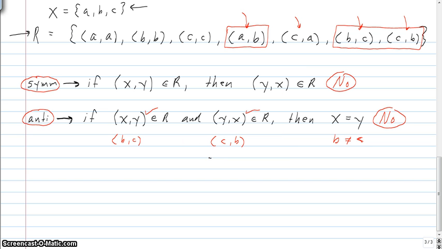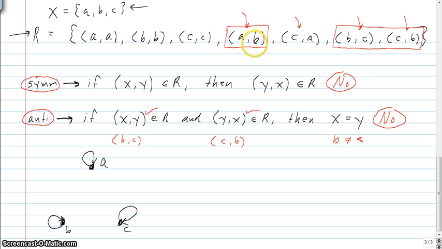But let's look at the digraph. So we only have A, B, and C in this case, three elements in our set X. And of course we're going to have a loop, because we've got AA, BB, CC, so a loop at every vertex. So that's a quick check that the relation is reflexive.